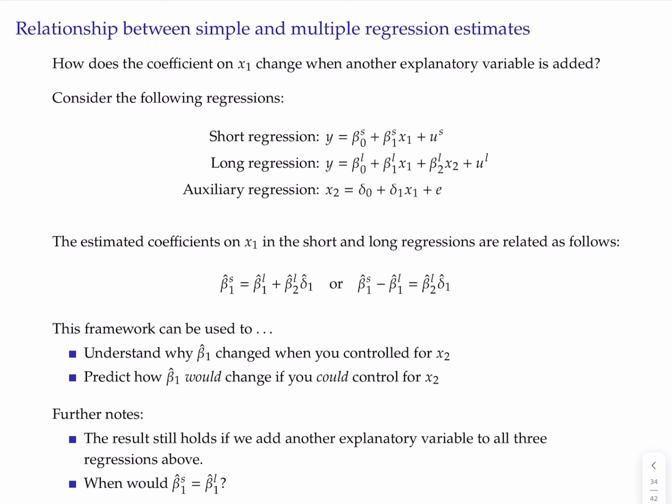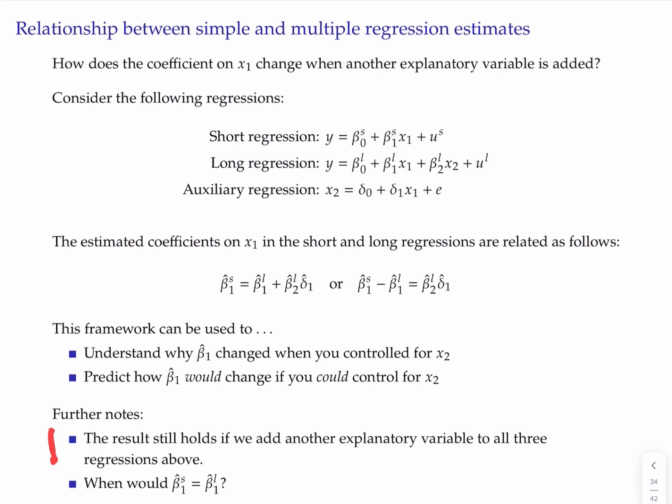We can also use this framework to think about, well, what if we would like to control for something that we think differs, maybe between rural and urban areas, but we don't have a good measure of it, or we don't have a measure of it in our data. Then we could at least use the framework to make a prediction about how the coefficient on x1 would change if we could control for some explanatory variable. Both of these things get used a lot in applied economics. A couple further notes here.